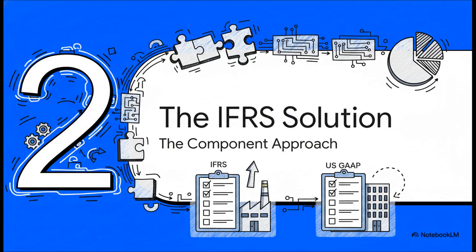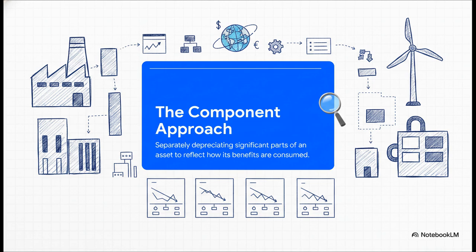The component approach is, well, pretty much exactly what it sounds like. You take a single large asset and you break it down into its significant parts, its components. Then each of those components gets accounted for all on its own. It gets its own price tag and its own depreciation schedule. The whole idea, the entire point, is to get a much more accurate picture of how that asset's future economic benefits are really being used up over time.